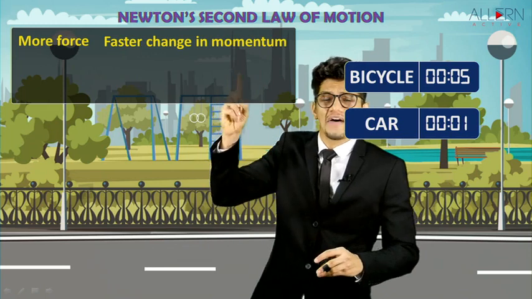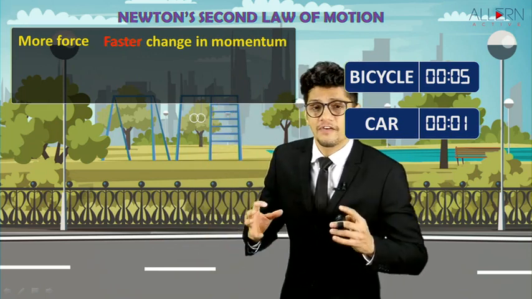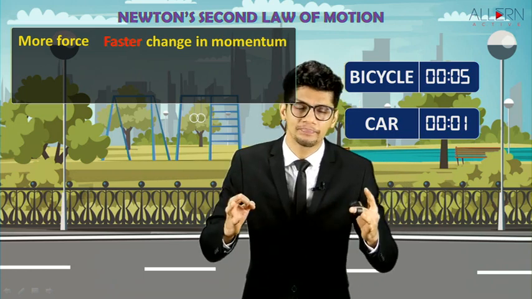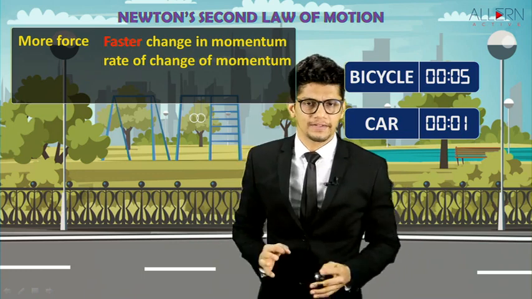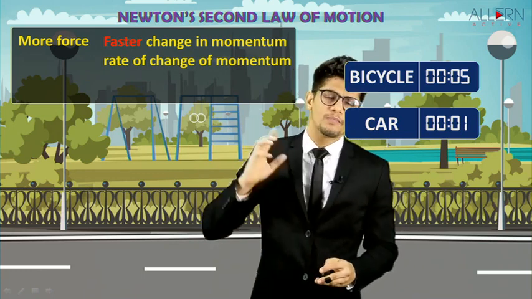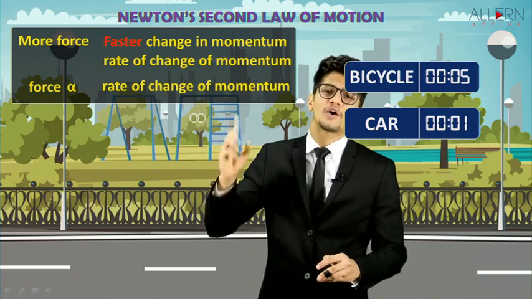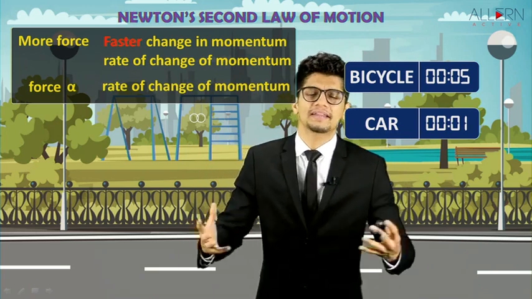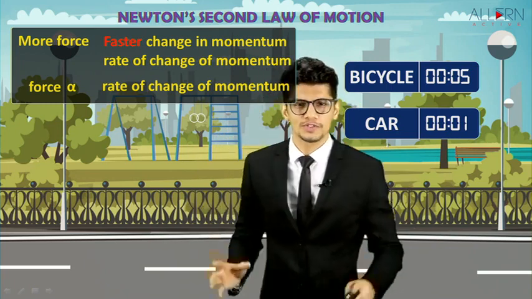More force means a faster, or quicker, change in momentum. Now faster means it is related to time. So in physics, time can be understood by the word rate. So we say rate of change of momentum. That means force is directly proportional to the rate of change of momentum. We know what directly proportional means, right? If one physical quantity increases, the other also increases.